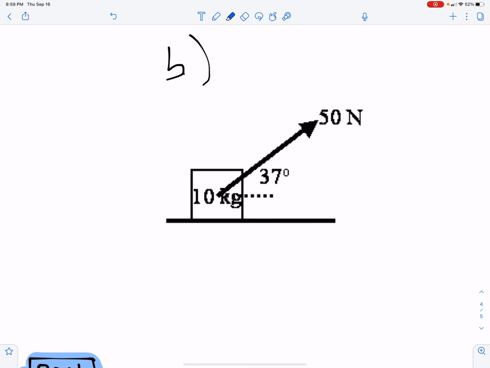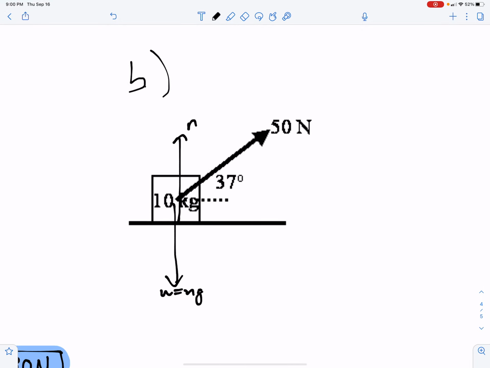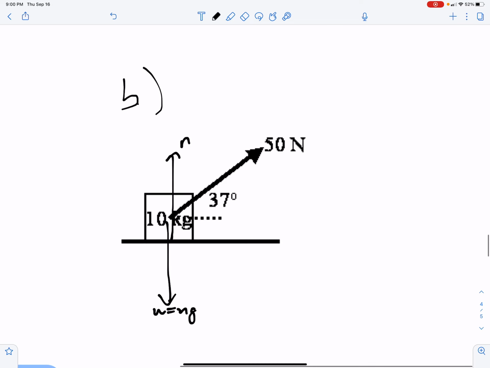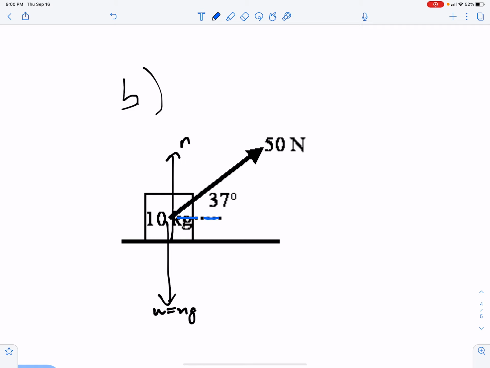In part B, you have weight equals mg going down, normal force going up. And I don't really know if there's friction or not, but that doesn't really matter because friction is a horizontal force anyway, and we're looking for normal force. Let's go ahead and give this 50 Newton force its components.